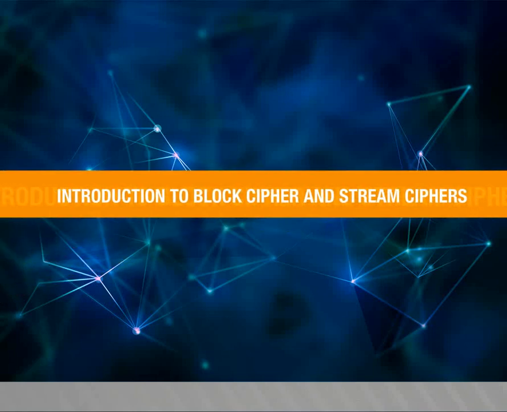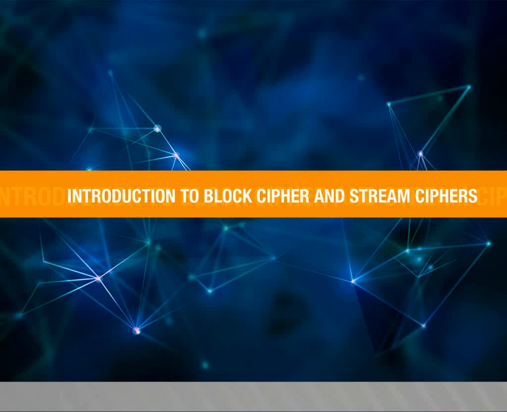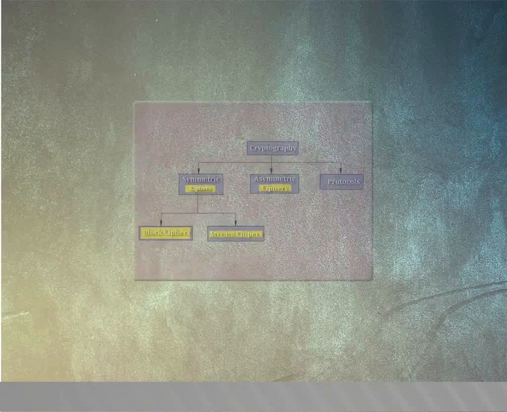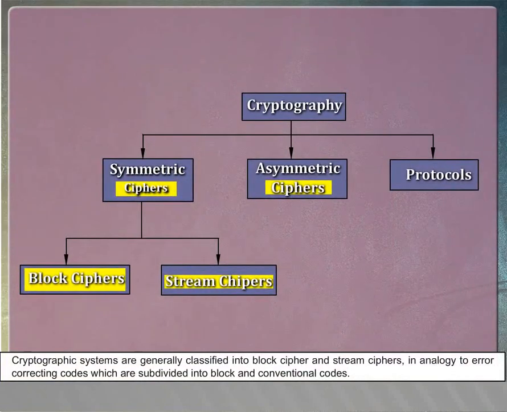Introduction to block cipher and stream ciphers. In this video, we are going to see about introduction to block cipher and stream ciphers. Cryptographic systems are generally classified into block cipher and stream cipher, in analogy to error-correcting codes, which are subdivided into block and conventional codes.